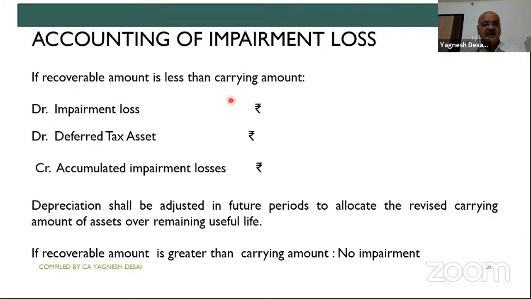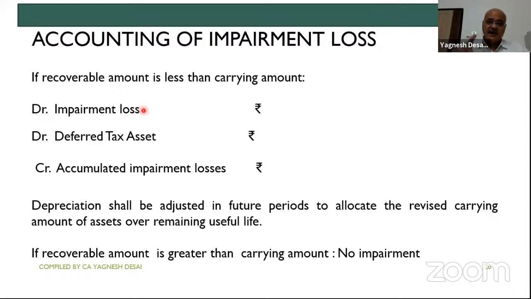An entity is carrying a particular asset at the revalued amount, and there is something lying in the revaluation reserve of that asset. The word is that asset, not block of asset. Then first adjustment will be in the revaluation reserve. So I will pass the entry debit revaluation reserve. I'll exhaust that revaluation reserve first, and if there is any balance left after that, then you will be debiting impairment loss to profit and loss account.